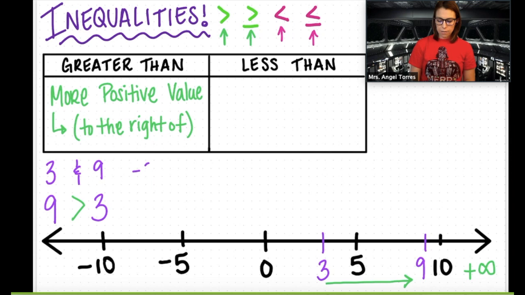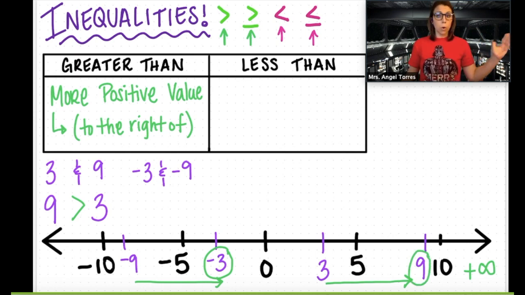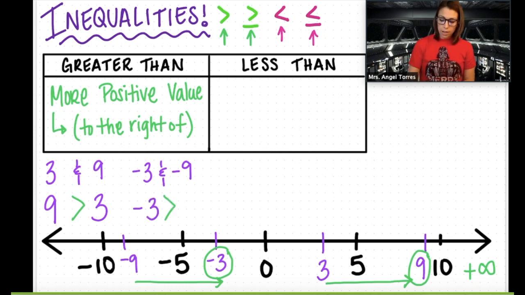But what about the negative side of things? What if we looked at negative 3 and negative 9? A lot of you might say, well, again, 9's the bigger number, so negative 9 must be greater. But careful, let's look at them placed on a number line. Negative 3 would be about here. Negative 9, right about there. According to this definition of greater, greater than means more positive, to the right of, and closer to positive infinity. So it looks to me like negative 3 is actually the greater value, just as 9 was the greater value. For the same reason, it's to the right, it's more positive, and it's closer to positive infinity. So we would represent this inequality by saying that negative 3 is actually greater than negative 9.